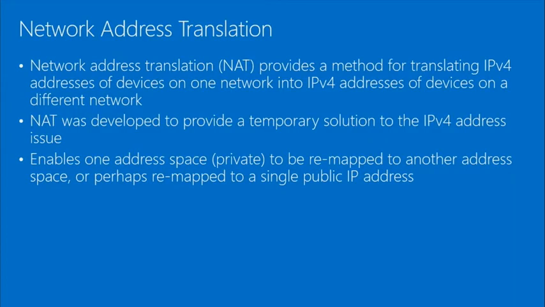Okay, so let's talk about network address translation. So we talked about IPv4 being 4 octets of numbers, so basically 4 series of 0 to 255. The problem with that is that it's a limited amount of addresses. I mean, sure, that's about 4.3 billion addresses.